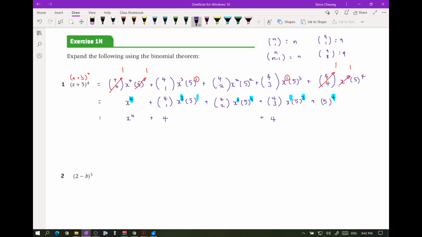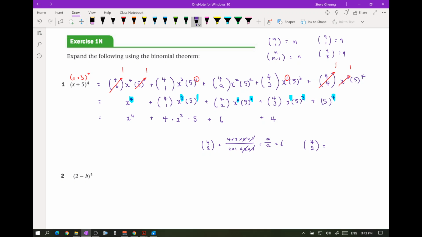And then we have x cubed times 5 plus 4 choose 2. So I'm going to write it down here. 4 choose 2 can be written as 4 times 3 times 2 times 1 over 2 times 1 times 2 times 1. So they cancel out, and all you have left is 12 over 2, which is 6. So that's there.